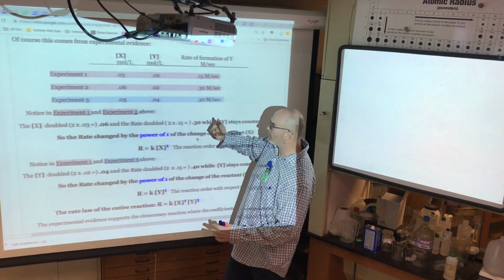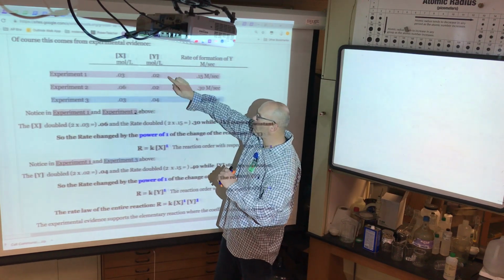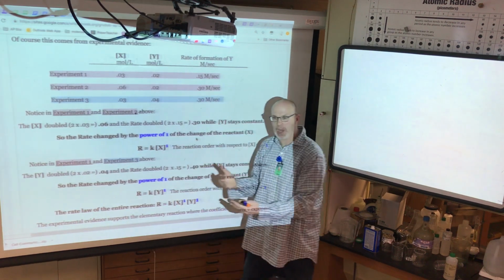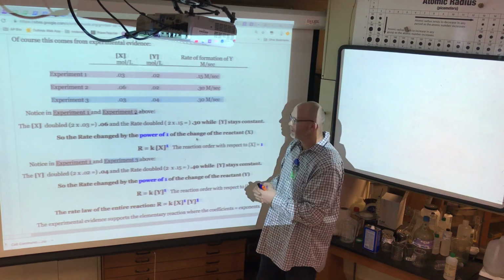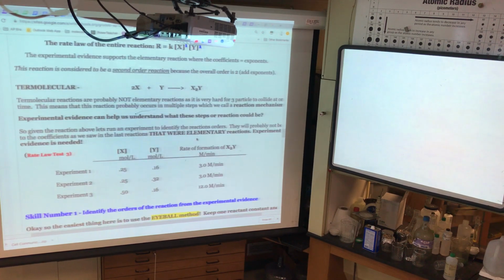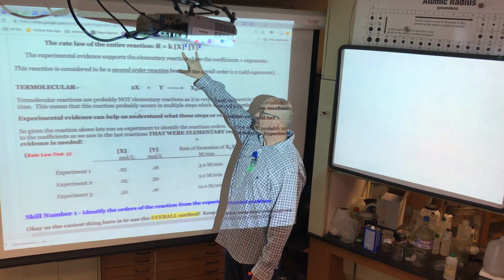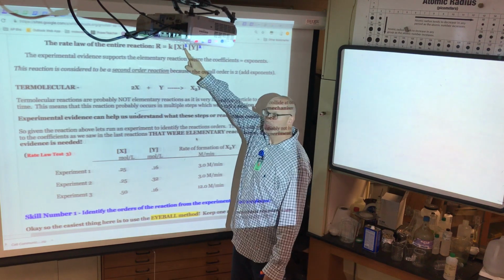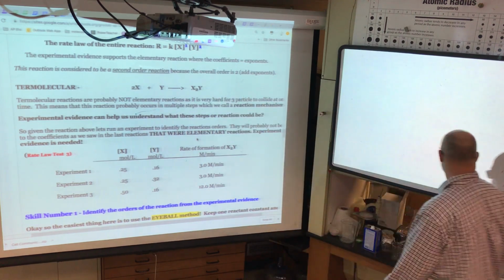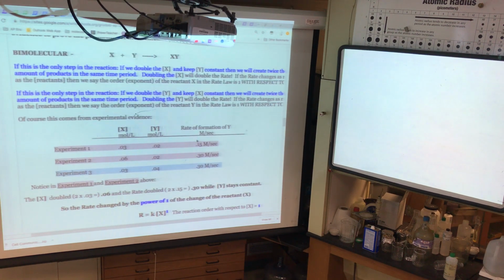Now when we do experiments 1 and 3, keeping X constant with respect to Y, Y doubled and the rate doubled. So they both get a power of 1. What do I get overall? I get overall R equals K[X]^1[Y]^1. The experimental evidence suggests that this is because of the coefficient of 1 for X and 1 for Y, and therefore that rate law suggests that the reaction we studied was actually just a single step.